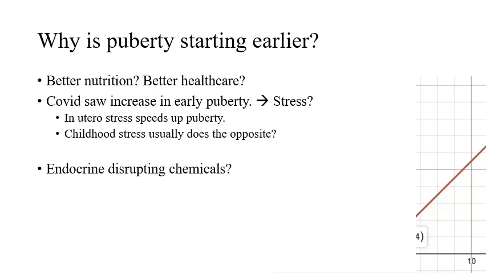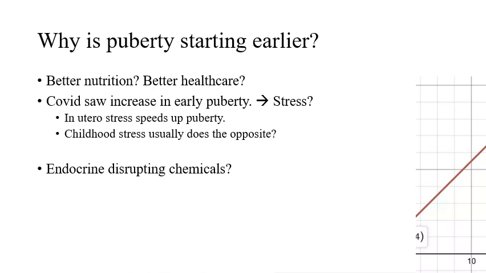So COVID saw an increase in early puberty. There was an article that my sister sent to me in Time magazine that talked about this. And so I went in and I found the actual publication, and they noticed a significant increase in puberty in like 10-year-old girls, quite a bit younger than average. And they attributed this largely to stress.